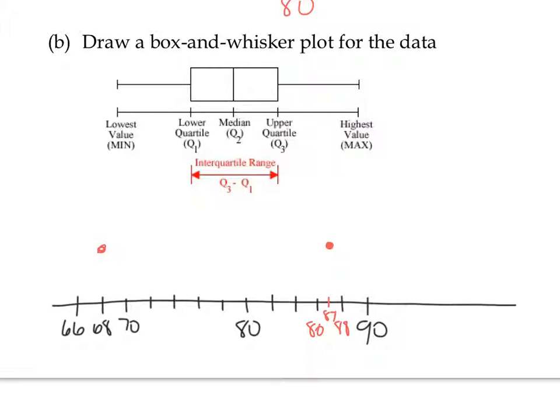I like to put points there. I know on theirs they have a little line on the end. I like to put a little point there. It makes it a little different than the box part. Okay, so that's my minimum and maximum, 68 and 87. Then I'm going to draw my box. For the box, I need to know what Q1 and Q3 are.